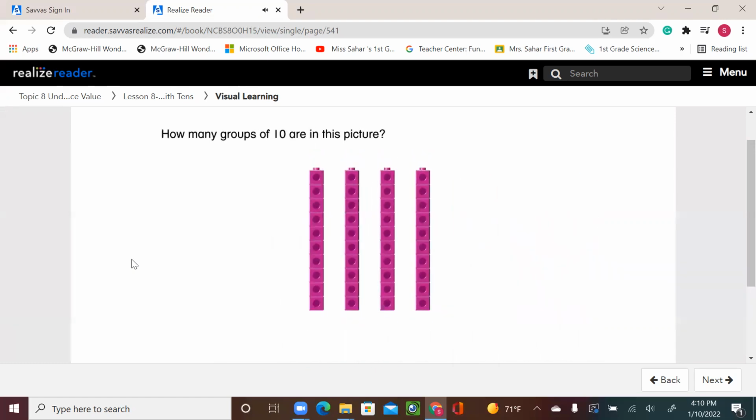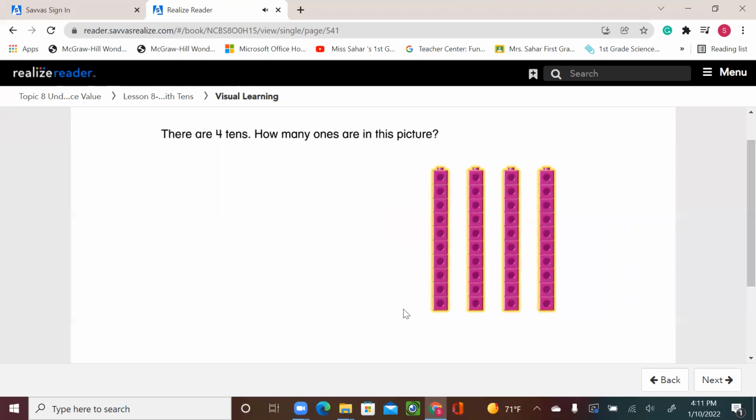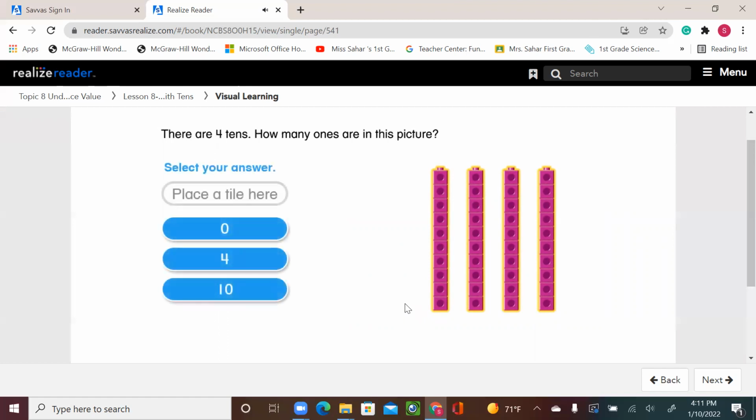How many groups of 10 are in this picture? There are 4 groups of 10. How many 10s are in this picture? There are 4 tens. How many 1s are in this picture? Select your answer. All right, so we say that we have 4 groups of 10. That means in each group there are 10 ones. So I have 4 groups of 10. Do I have any ones? Do I have leftovers? Very good. No.